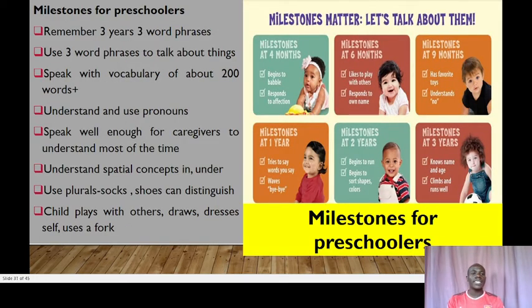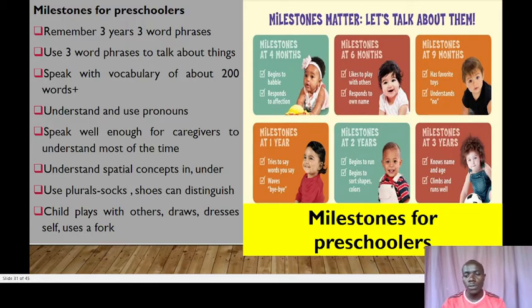So, milestones for preschoolers. Remember, at 3 years, 3-word phrases. They use 3-word phrases to talk about things. They speak with a vocabulary of around 200 words. They understand and use pronouns like I and you. They speak well enough for caregivers to understand most of the time. They understand spatial concepts like under the table, on the table, over, outside. They are also able to distinguish between plural and singular: socks, shoes, tables, chairs.